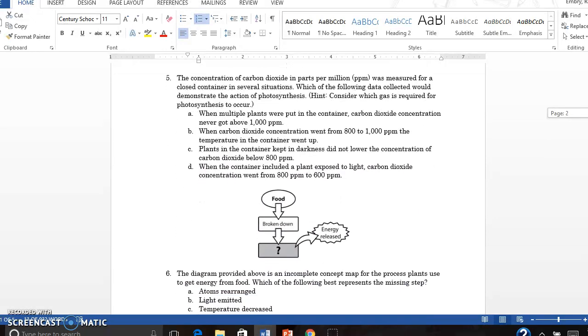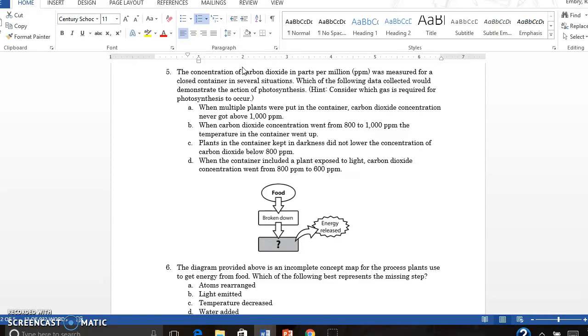Alright, question 5. The concentration of carbon dioxide, which is a gas that is produced during cellular respiration, in parts per million. Parts per million here, boys and girls, is just a measurement. The same way you would say inches, miles per hour, meters, it's just a measurement. It was measured for a closed container in several situations. Basically, that's just saying that they repeated the lab several times and got similar results.